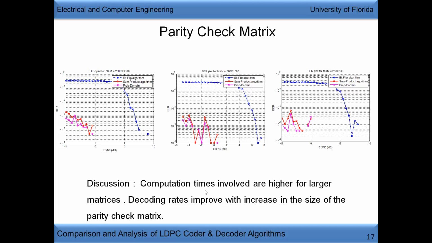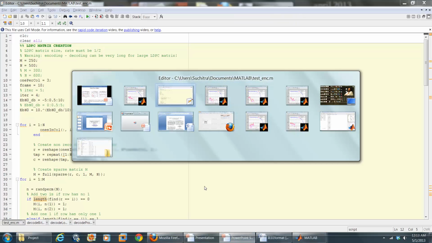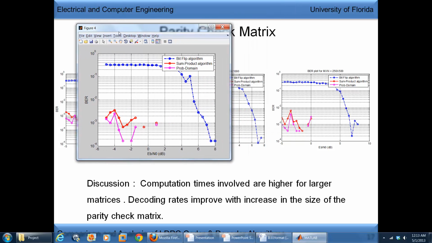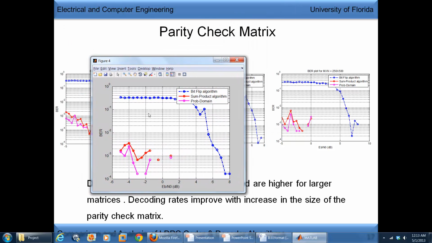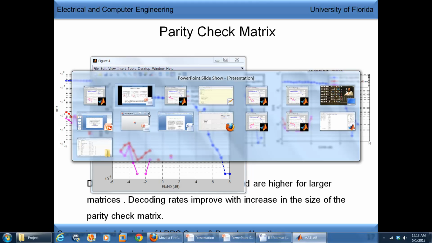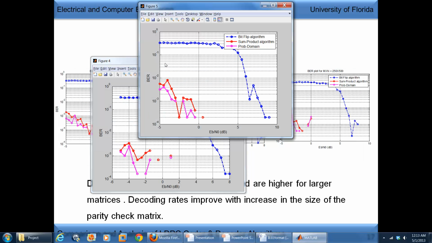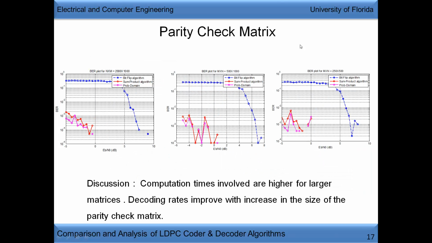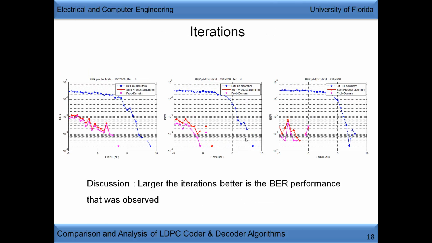Now let's check our results here. So the first result which we ran was for 300 cross 600, and the second result that we ran was for 250 cross 500. So if you see here, the performance of the 300 cross 600 is much better than the result of 250 cross 500. So greater the size of the parity check matrix, though the computation time involved would be high, the performance would be much better.